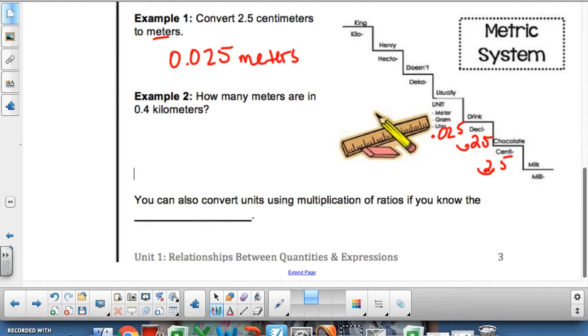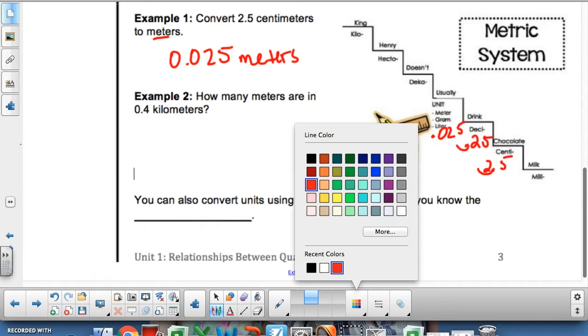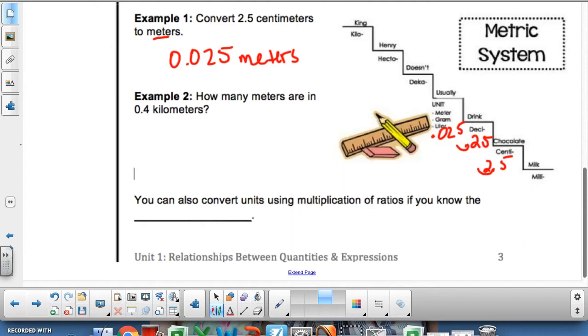Okay, let's try it from the other direction, and I'm actually going to change my pen color here just so that it doesn't get confusing, because I'm still going to use the same stair. So how many meters are in 4/10 of a kilometer? I'm starting up here at kilo, and we'll go on the top here. I'm starting up here at 4/10 of a kilometer. This time I'm going down the stairs to meters.